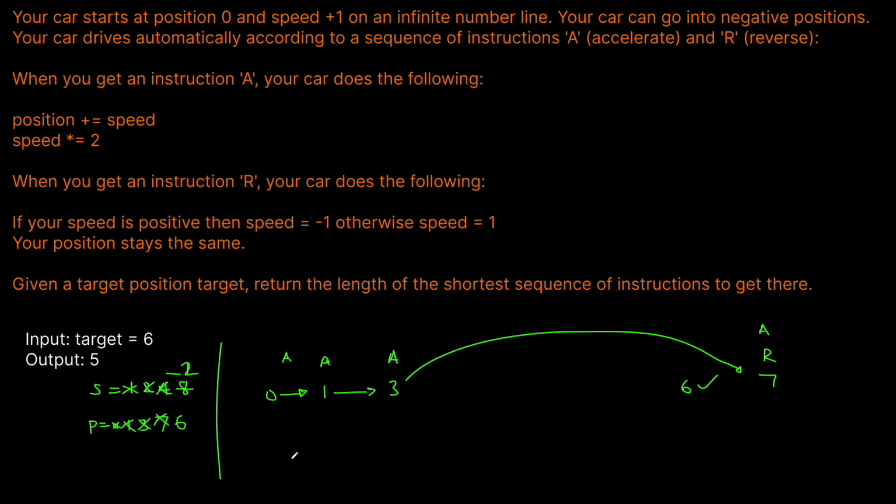So we can see that the sequence we had to do was A, R, A. And that's 5 commands, which is how we got the final answer of 5. So looking at it, it's pretty intuitive.